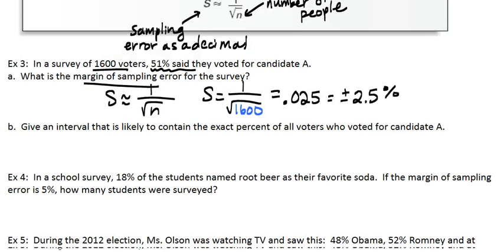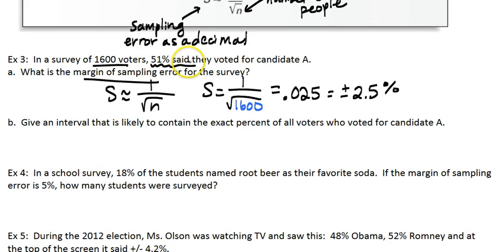Because here's the deal. In this survey of voters, 51% said they'd vote for a certain candidate. Again, we've only surveyed 1,600 people. We haven't surveyed every single person who's going to vote. So we don't know if 51% is totally accurate. The margin of error tells us, well, I don't know if 51% is correct, but it's probably going to be between, and to find the percentage that's probably going to be between, I take my original percentage, and on the low end, the margin of error tells me it could be as low as, we'll take 51%, subtract 2.5.